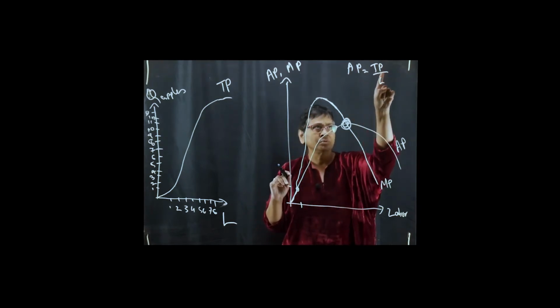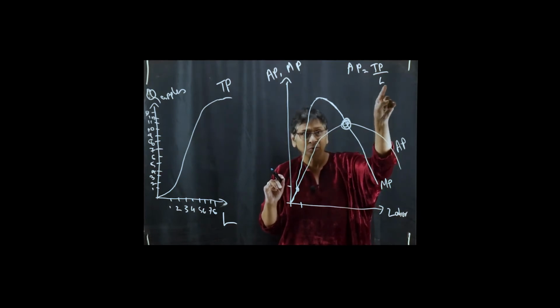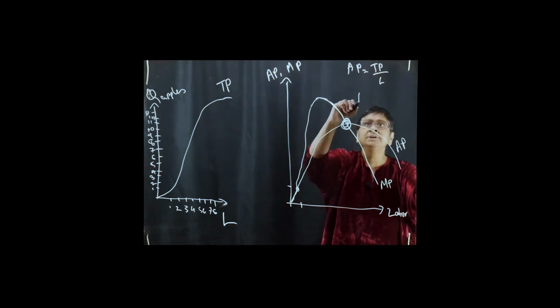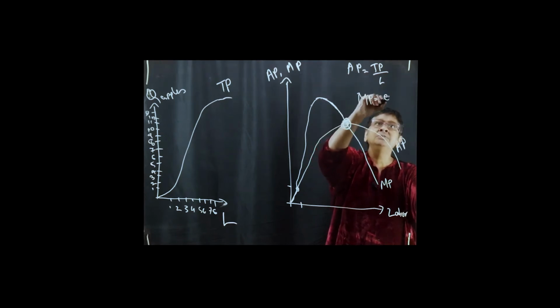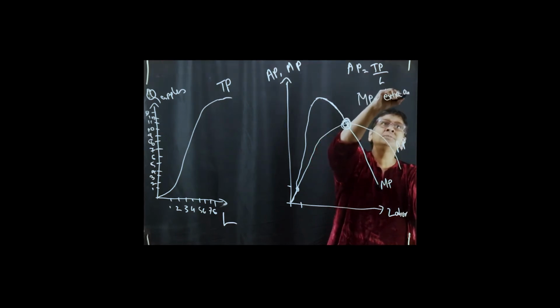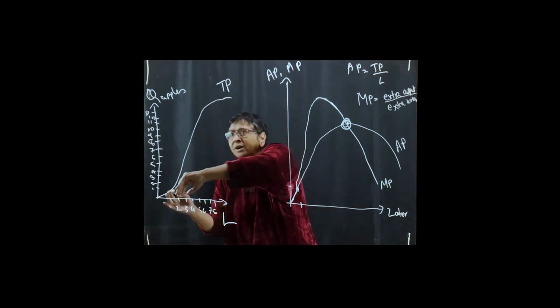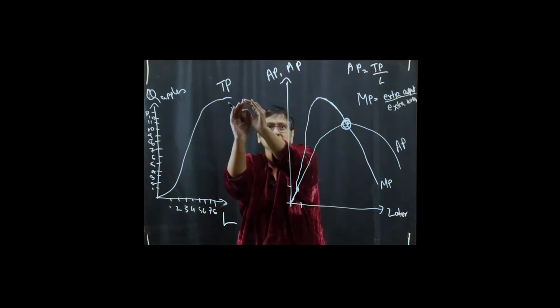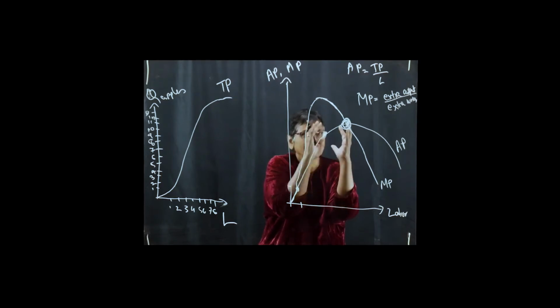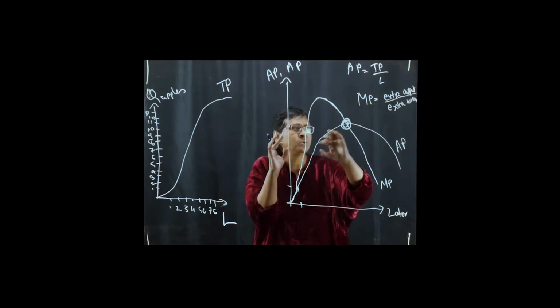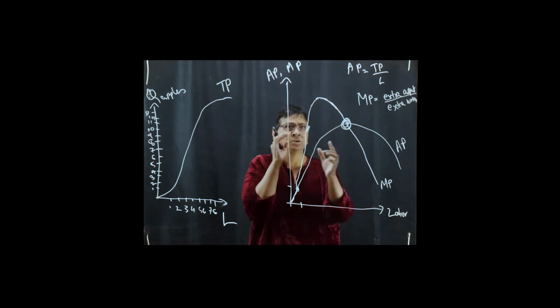So average productivity is total productivity divided by the amount of labor you're using, total output divided by the amount of labor you're using. Marginal productivity is equal to the extra output per extra worker. Right? And this is what's going on. So the real world understanding of an S-shaped total productivity curve, which I explained in the previous video, results in a particular way in which we are going to see average productivity and marginal productivity work.